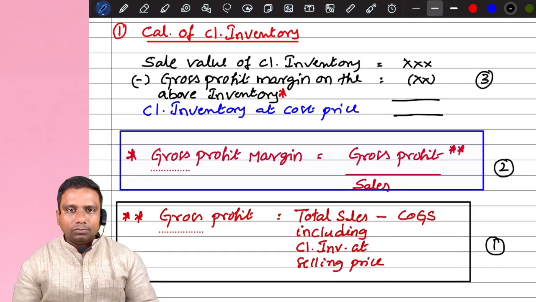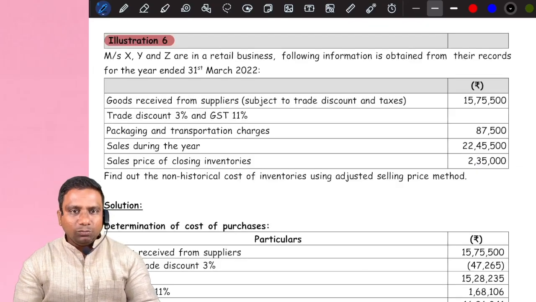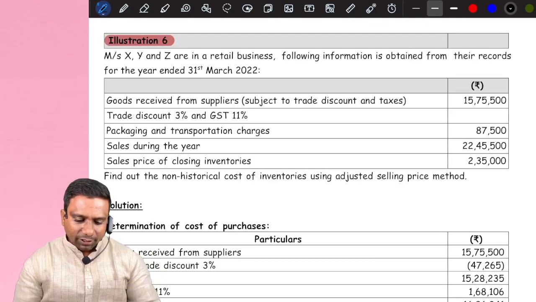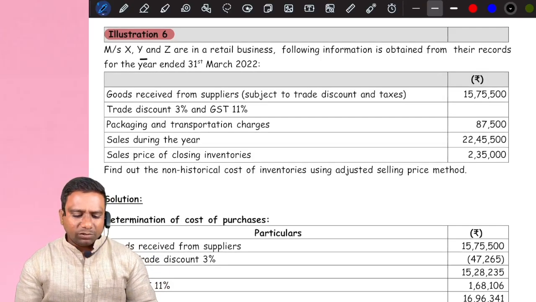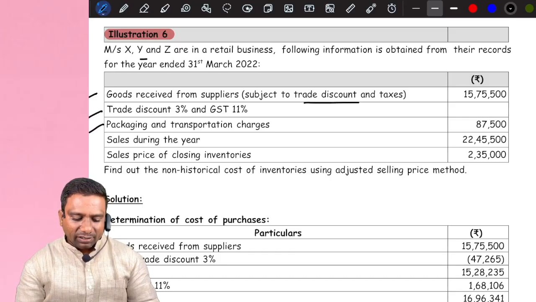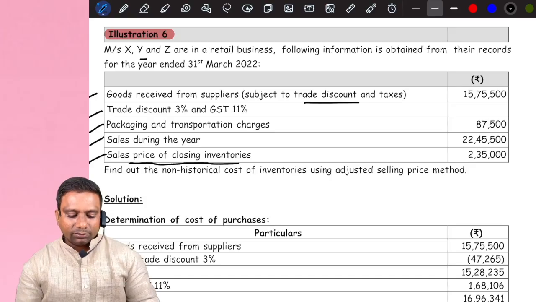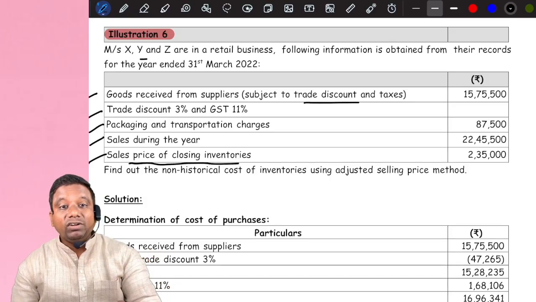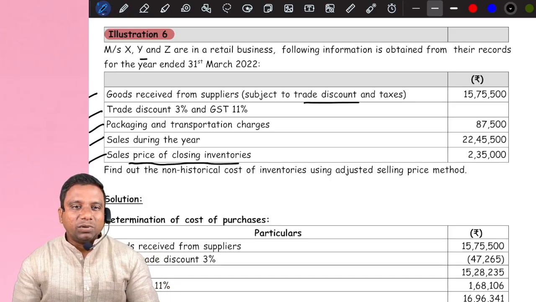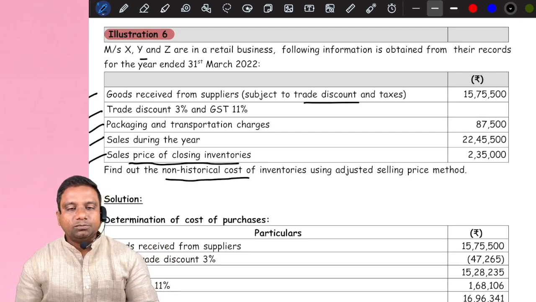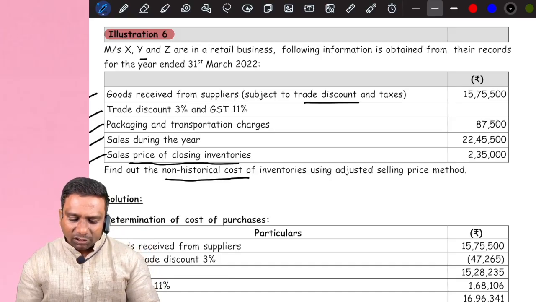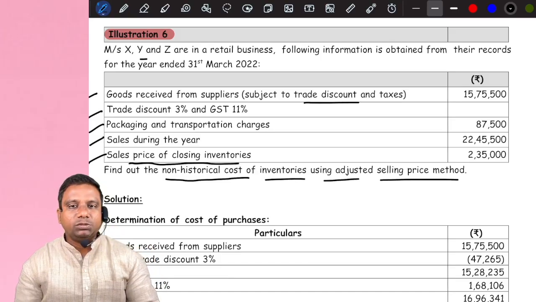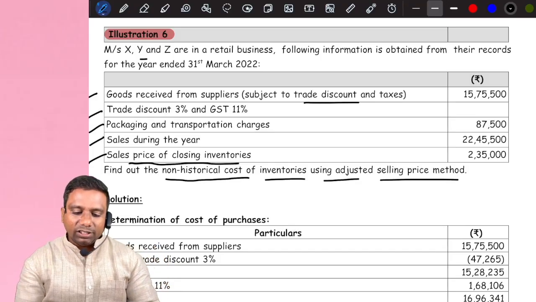Follow this concept and apply the same concept to illustration 6. Observe carefully. Mrs. XYZ, in retail business, following information is obtained from their records. Goods received from suppliers subject to trade discount, packaging, sales during the year, sales price of closing inventory. Means closing inventory is given, but at what price? Selling price. Find out the non-historical cost. This is the hint, whether to follow historical or non-historical. Non-historical cost of inventories using adjusted selling price method. Here closing stock is given, then which approach we follow?